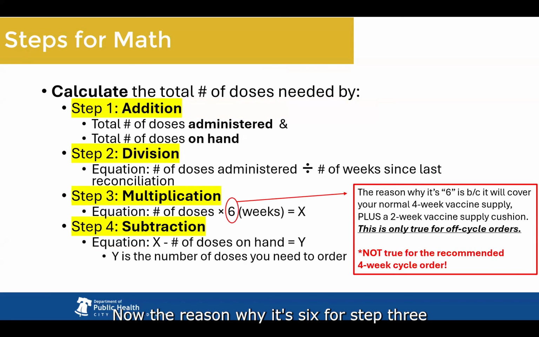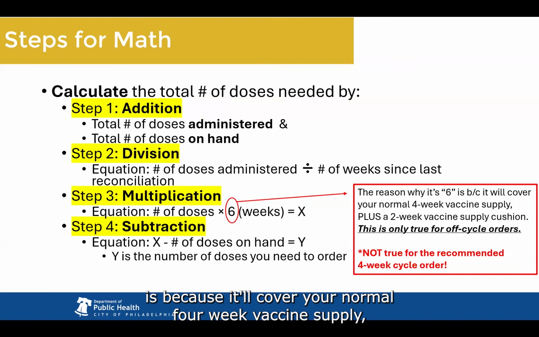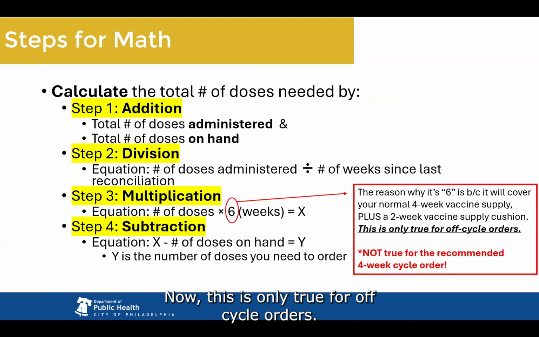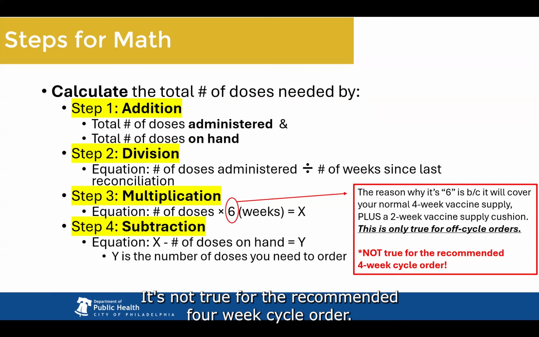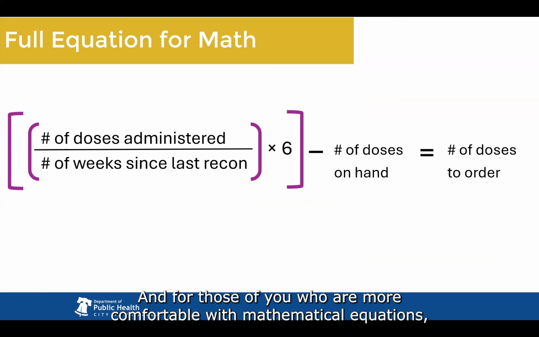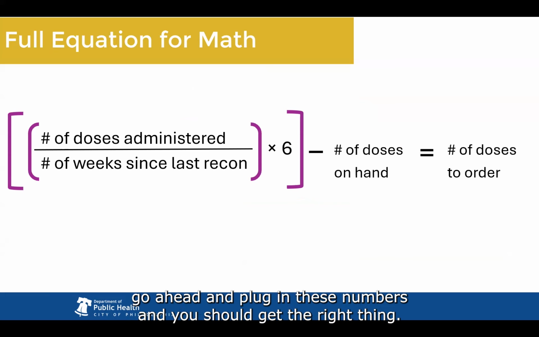Now, the reason why it's 6 for step 3 is because it'll cover your normal 4-week vaccine supply plus a 2-week vaccine supply cushion. Now, this is only true for off-cycle orders. It's not true for the recommended 4-week cycle order. Now, I know this looks crazy, but trust me, you can do it. And for those of you who are more comfortable with mathematical equations, go ahead and plug in these numbers and you should get the right thing.